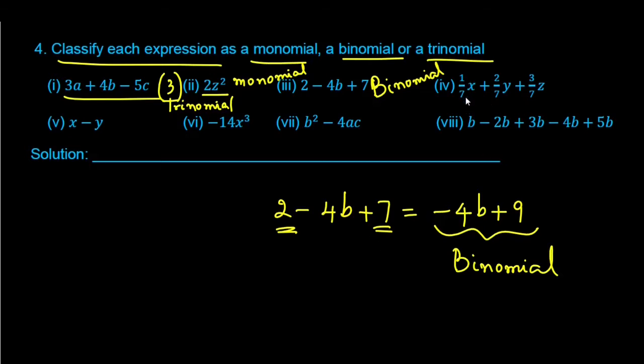Now this one: 1 by 7 x, 2 by 7 y, 3 by 7 z. We have three unlike terms, so it is a trinomial. Here we have two unlike terms, so it is a binomial. Here there is only one term, so it is a monomial.